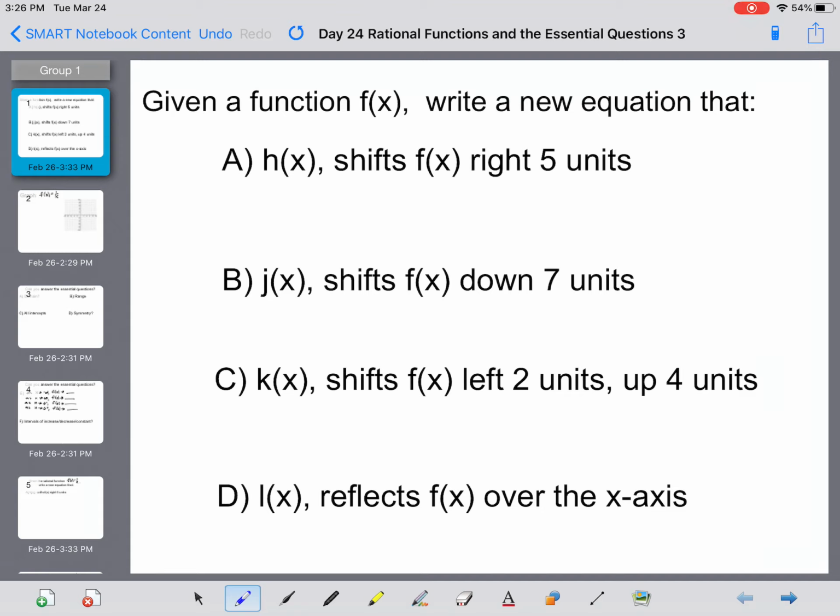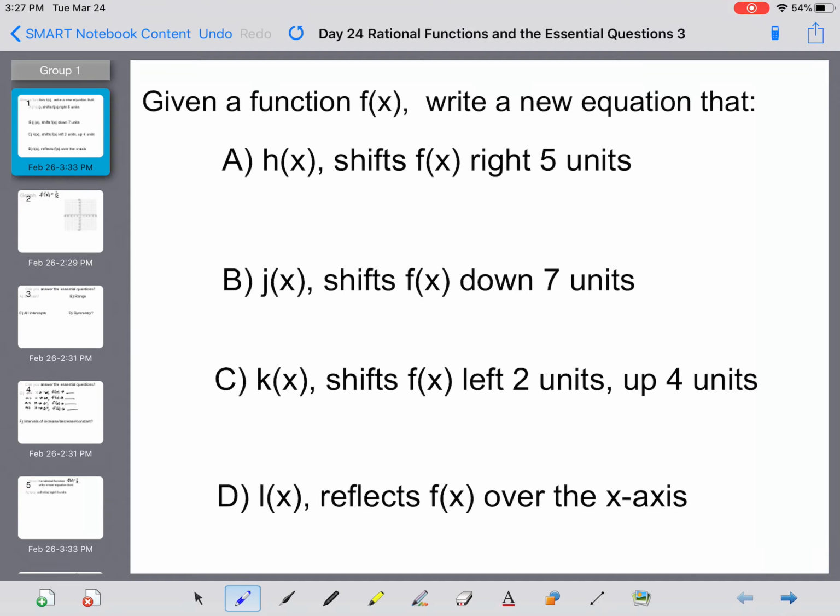So for our warm-up, I want you guys to work with a generic function. We're just going to keep it f of x. I'm not going to define it as anything other than f of x. And I want you to write a new equation that follows these following transformations. So go ahead, try that, pause the video, and then we'll come back and we'll see how you did.